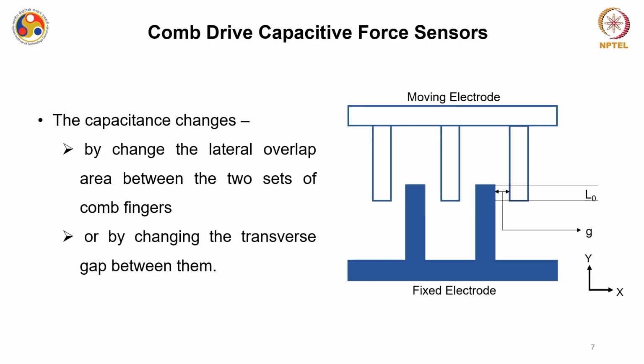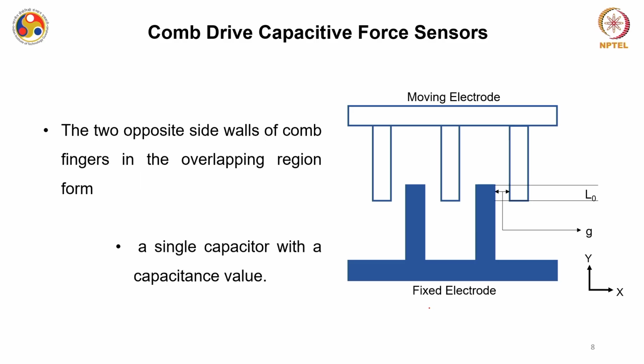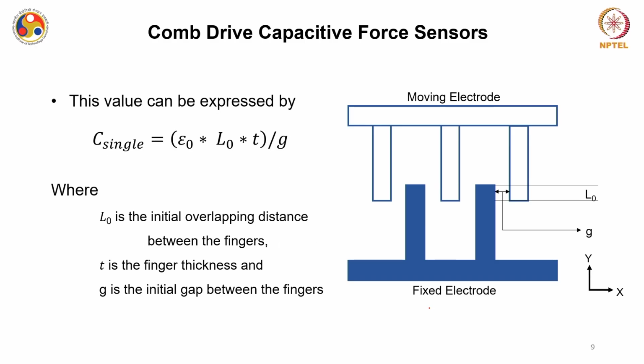One is by changing the lateral overlap area between the two sets of the comb fingers, while it can also be changed by changing the transverse gap between these fingers of the fixed electrode and the moving electrode. The two opposite side walls of the comb fingers in the overlapping region, we have seen, form a single capacitor with some capacitance value.